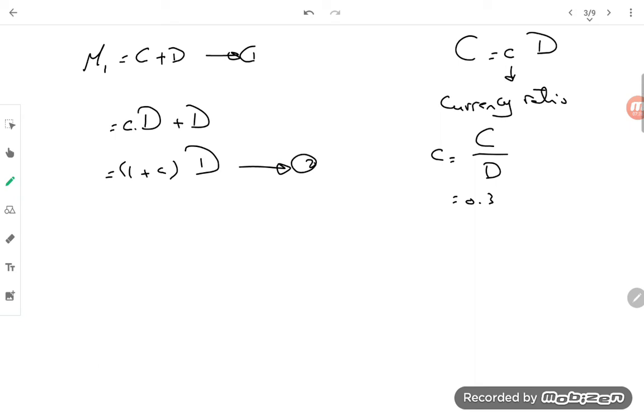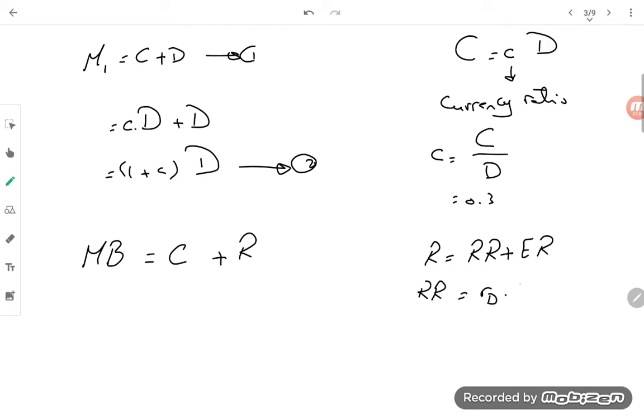Now we are going to move to the monetary base. As we said, the monetary base equals C plus R. And R equals required reserves plus excess reserves. Required reserves is calculated as the required reserve ratio multiplied by deposits. Now we have to find the excess reserve ratio in the same way, as a ratio of deposits. So we can write excess reserves as the excess reserve ratio multiplied by deposits.